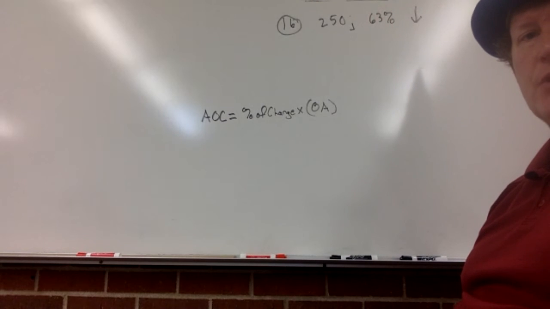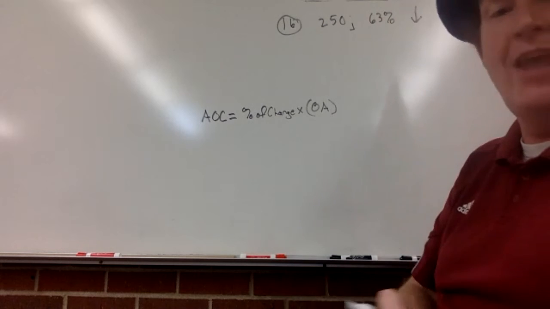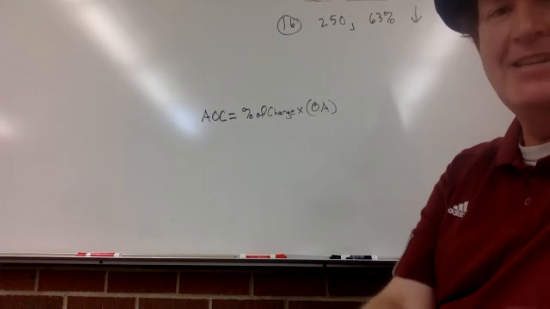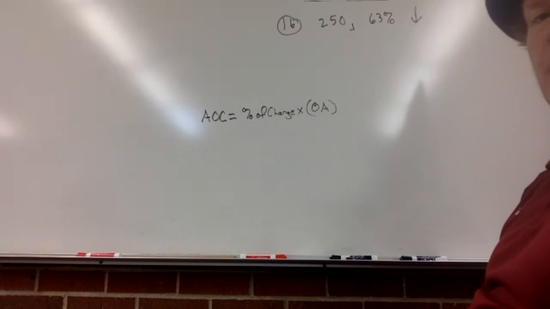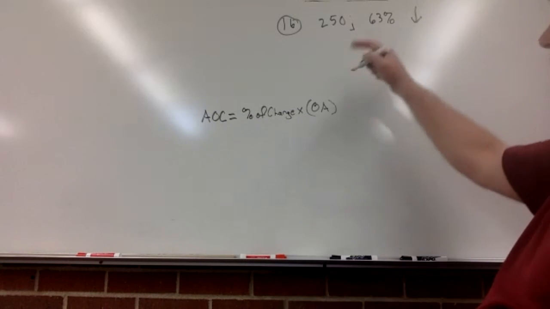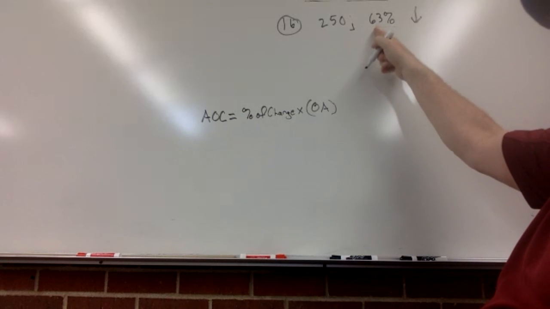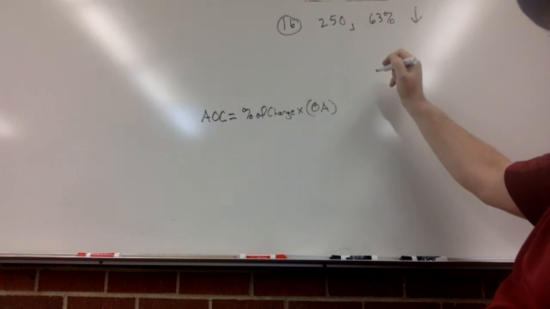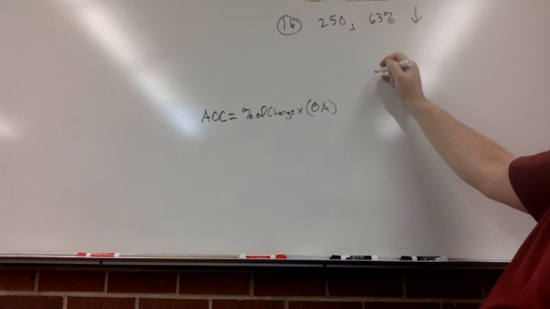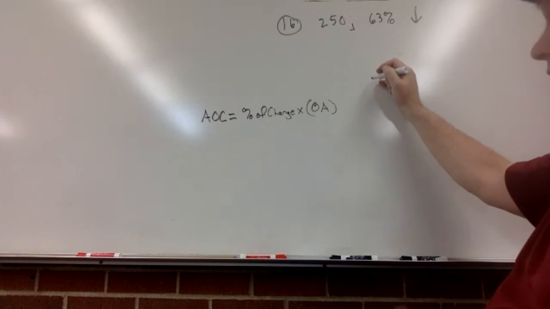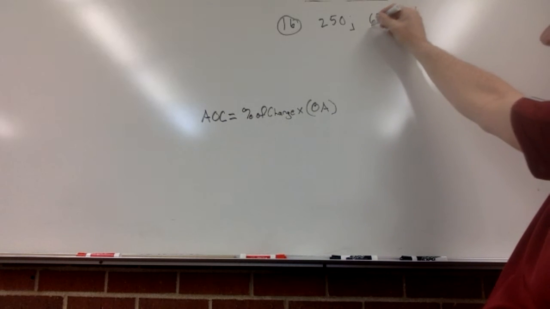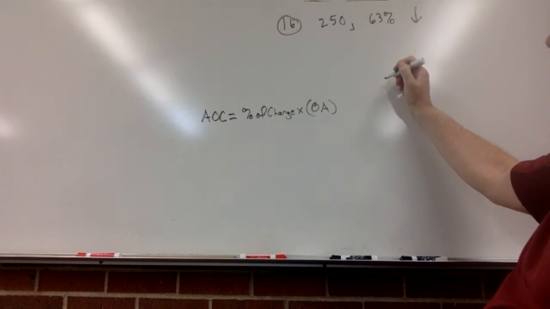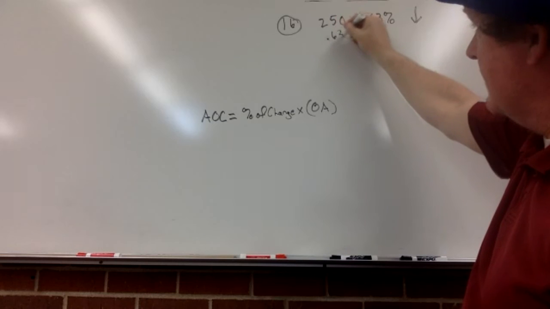Okay, Addison, what's our first step? On these style problems, 16, 18, and 20, first step is to change the percent to a decimal. What is that? 63%? Well, we have 63%. Change it to a decimal by moving the decimal. Okay, so 0.63. 0.63, yes.